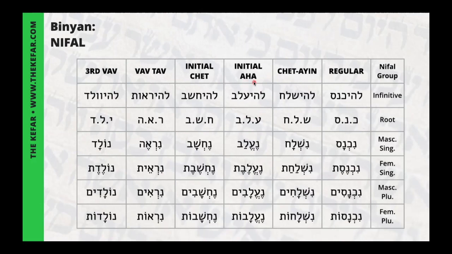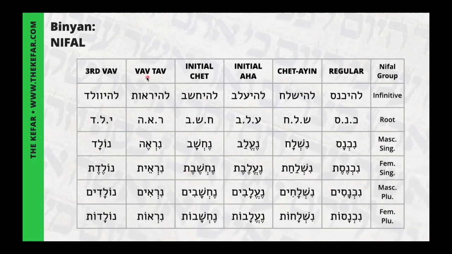For initial aha nifal verbs, these are verbs where the first letter of the shoresh is alef, hey, or ayin, where we get the aha from. And our sound pattern is ne'elav, ne'elevet, ne'elavim, and ne'elavot. Initial chet, these are nifal verbs where the first letter of the shoresh is chet, and it sounds like nechshav, nechshevet, nechshavim, and nechshavot. So very similar to the initial aha pattern, but instead of an initial ne'e, like we have for all of the initial aha, it's just ne with the shva underneath the second letter. So ne'elav versus just nechshav, ne'elevet versus nechshevet, etc.